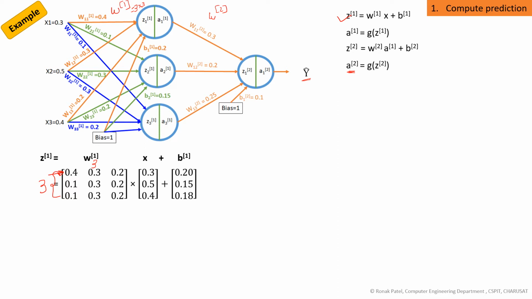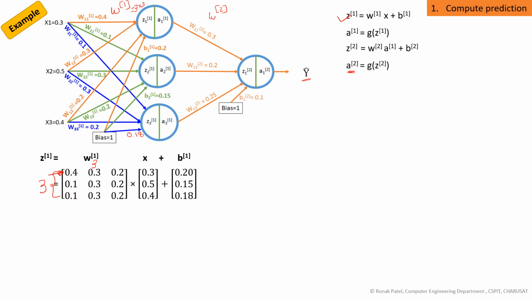Then your bias B1. What does this indicate? It indicates the bias going to each neuron at layer 1, right? So the first neuron has bias 0.2, the second neuron has bias 0.15, and the third neuron has bias 0.18. So B21 is the bias to neuron 2, which is at layer 1.